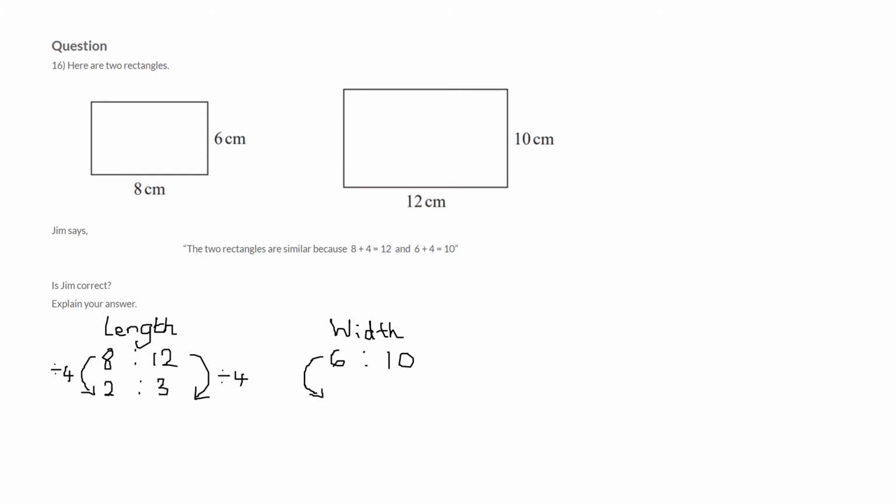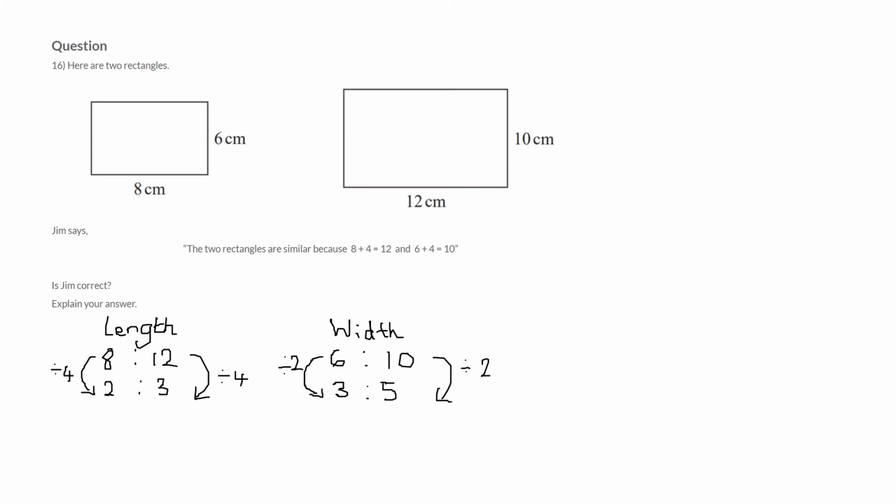So if I cancel that down to its simplest form, I'm going to divide both sides by 10, and that's going to give me 3 to 5. Now what I would like is to have one part of my ratio for each ratio the same.